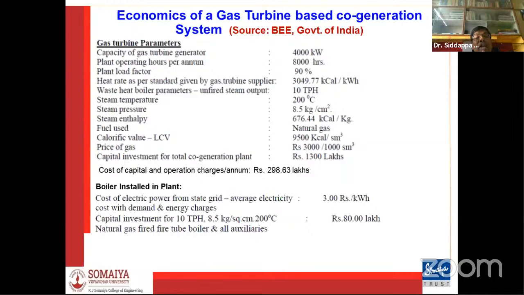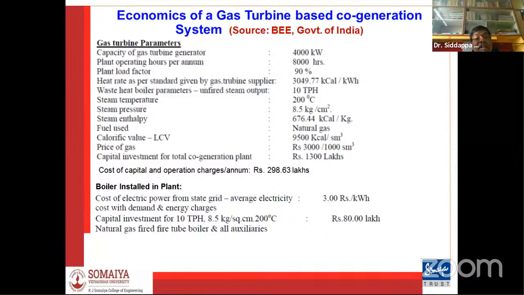Waste heat boiler parameters: unfired steam output 10 tons, 10 TPH. The steam temperature 200 degrees centigrade. Pressure will be 8.5 kg per cm square. Steam enthalpy 676. Fuel used is natural gas. Calorific value of the fuel he has given is 9,500 kilocalorie. Price of the gas he has given is 3,000 per 1,000 cubic meter. And capital investment for the total cogeneration plant he has given is 1,300 lakhs. Now cost of capital and operation charges per annum will be roughly 298.63 lakhs.